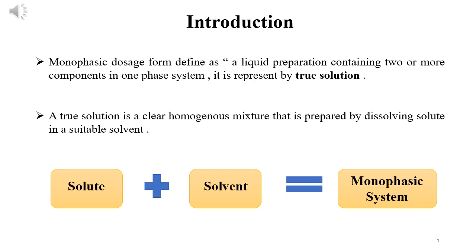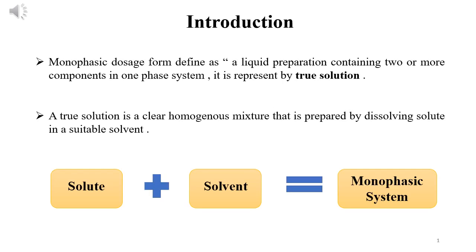Now we will start with monophasic liquid dosage form. Liquid dosage forms commonly encountered in pharmaceutical practice are either monophasic or biphasic. Monophasic systems are characterized by the presence of a single homogeneous phase, for example solution, water, tincture, whereas a biphasic liquid dosage form consists of two distinct phases, for example emulsion and suspension. Here we will discuss monophasic. In the next chapter we will discuss biphasic.